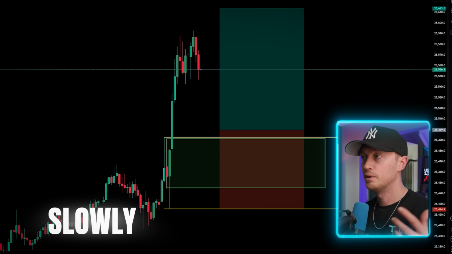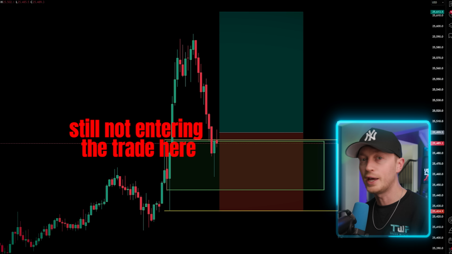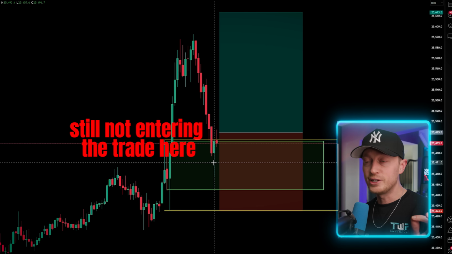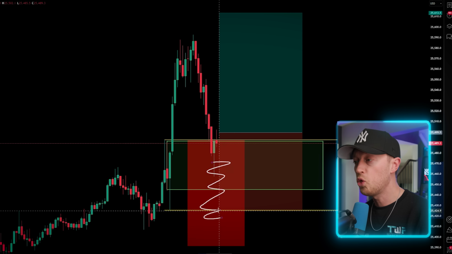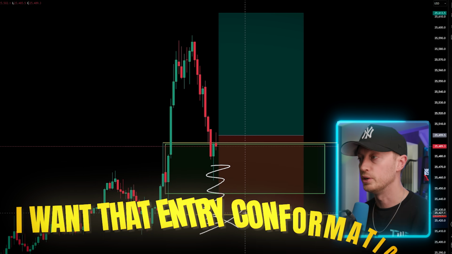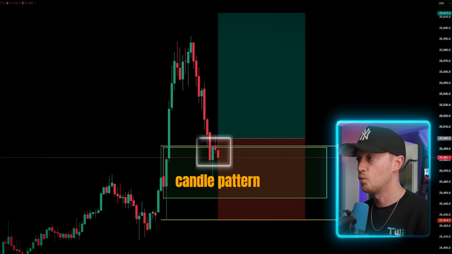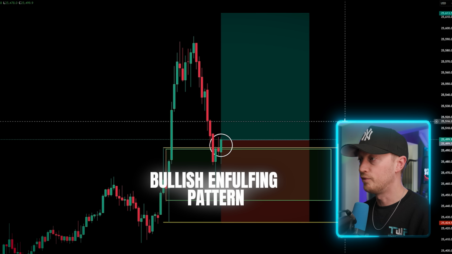So slowly but surely, price comes back to that level of demand, and then I'm still not entering the trade right here. I don't want to enter my trade and have price come all the way down and knock me out. I want that entry confirmation. So I'm waiting for the candle pattern, right? What pattern do I want? I want the bullish engulfing pattern.